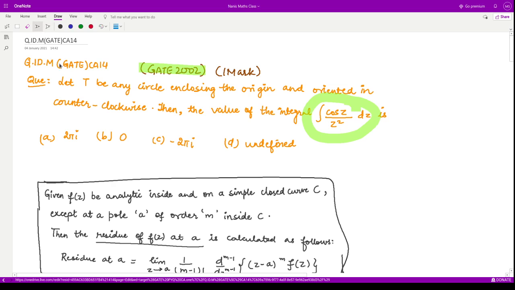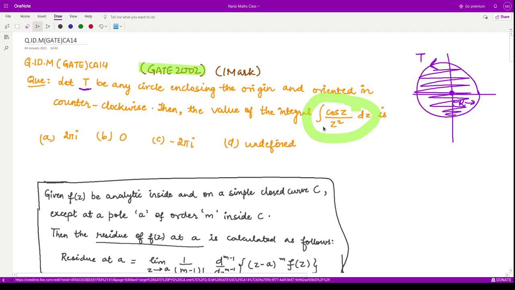So for that, firstly let us see what this T is. T is a circle enclosing 0, so we say 0 lies inside this circle, and we do not know about its radius or center, so we'll assume we have some circle of this kind. The direction is given to be anti-clockwise, so basically we are talking about this whole region, right? So this is T and it encloses the origin, and say the radius is r, which can take any arbitrary value.